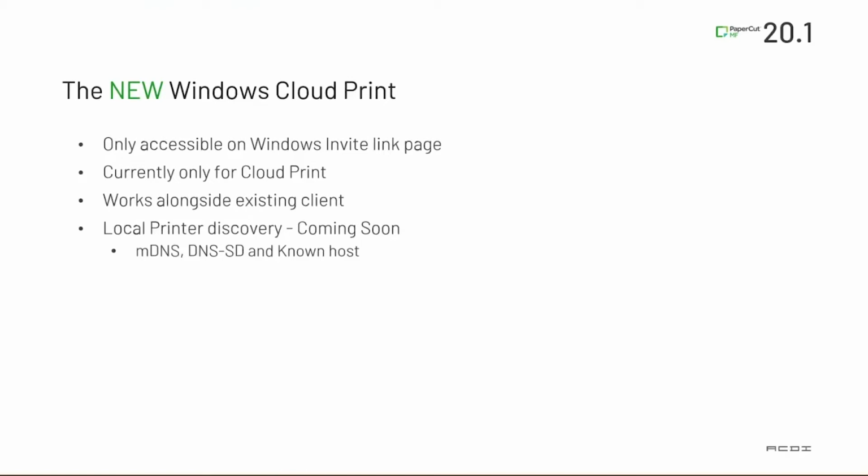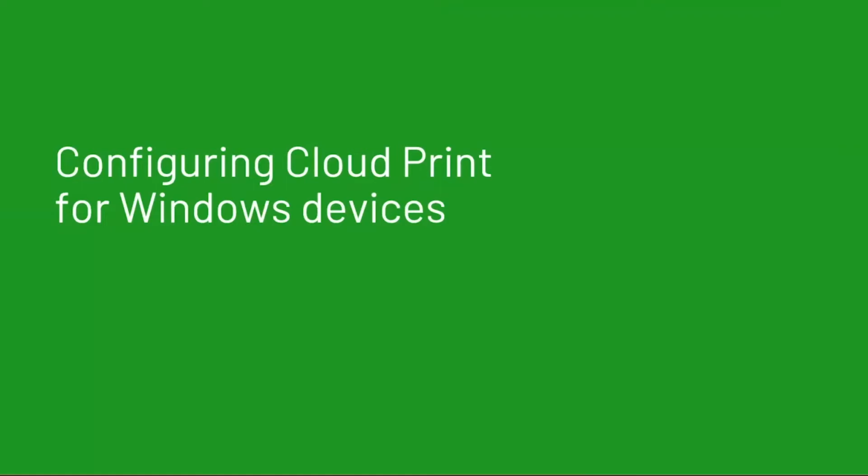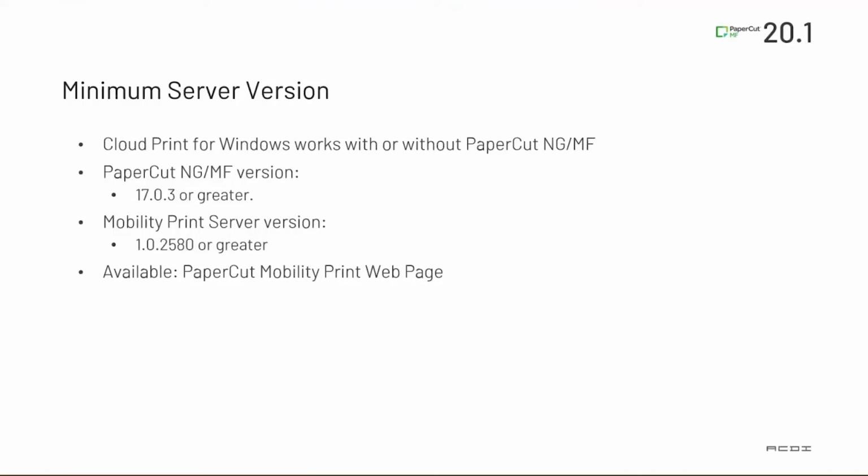And currently, this will work alongside the local existing Windows Mobility client. So if you've already got Mobility Print set up, you really don't have to change anything to add cloud printing to the device. Just go through the invitation process and you'll be all set. Sounds pretty easy, and it's also pretty exciting. So it should, because it is. Let's see how we configure it.